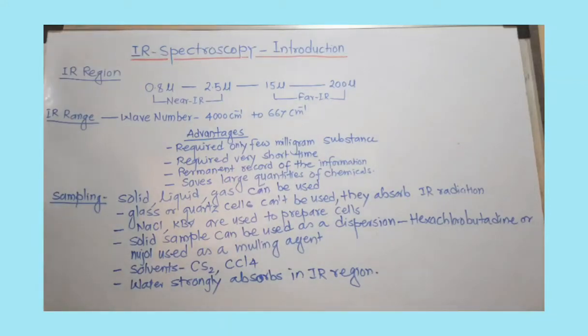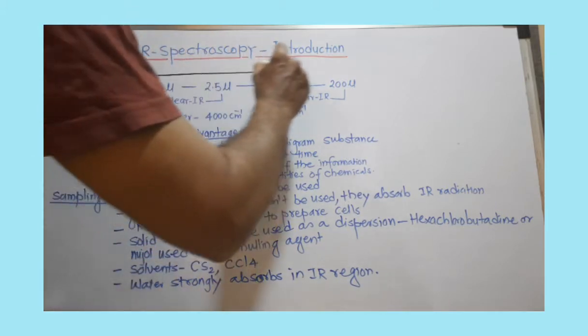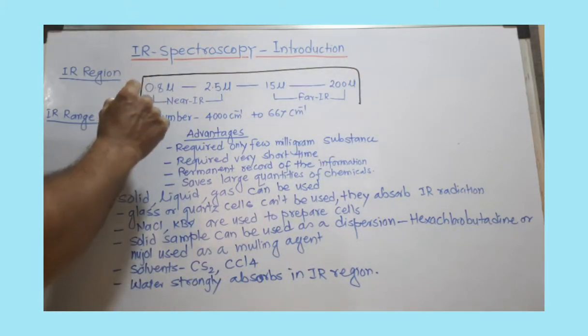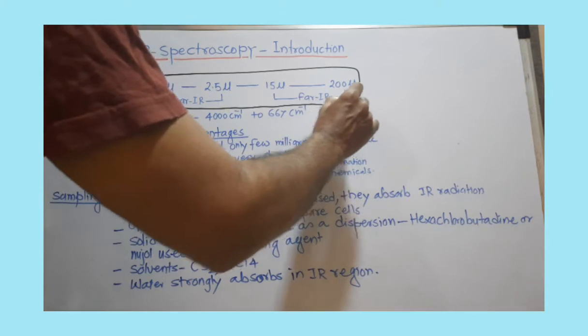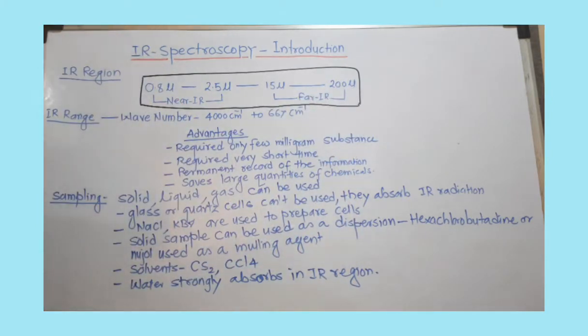IR spectroscopy, or infrared spectroscopy, its introduction. Now first of all, you remember the IR region. It has energy less than UV or visible light. So the region extends from 0.8 micron to 200 micron in wavelength.